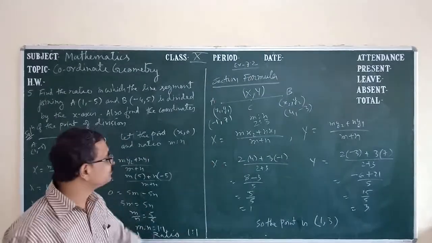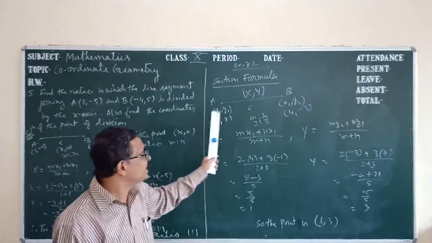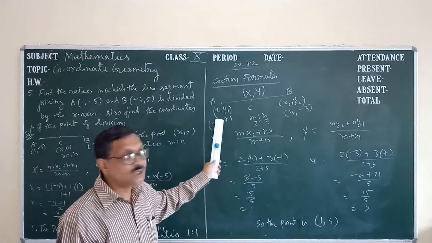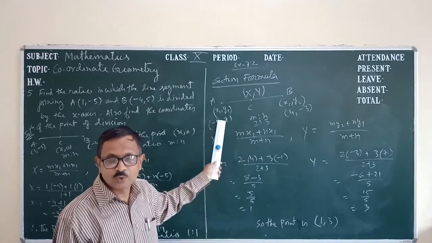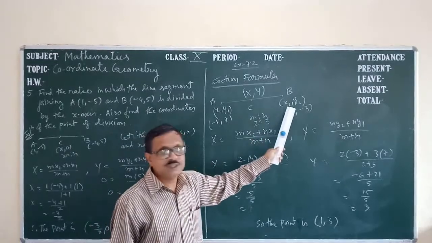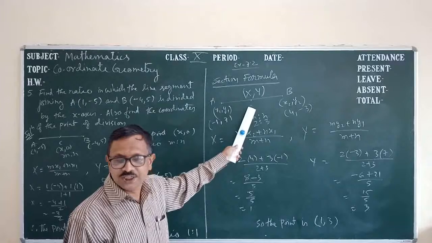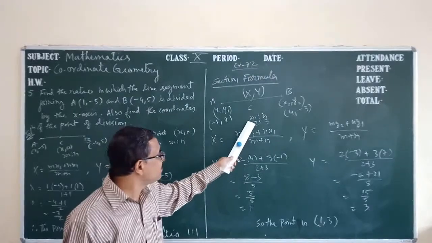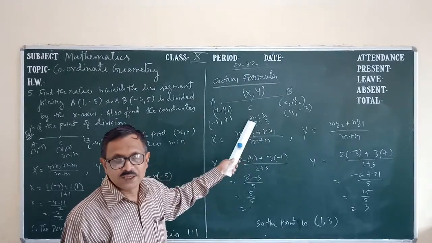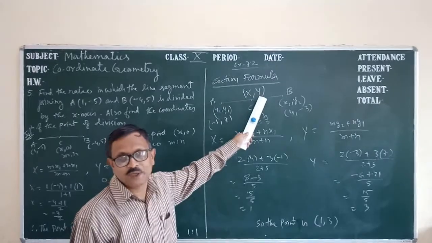In section formula, in the line segment AB joining the points A and B, the coordinate of point A is x1 y1, coordinate of point B is x2 y2, and this line segment is divided at point C in the ratio m is to n, and the coordinate of point C is capital X and capital Y.